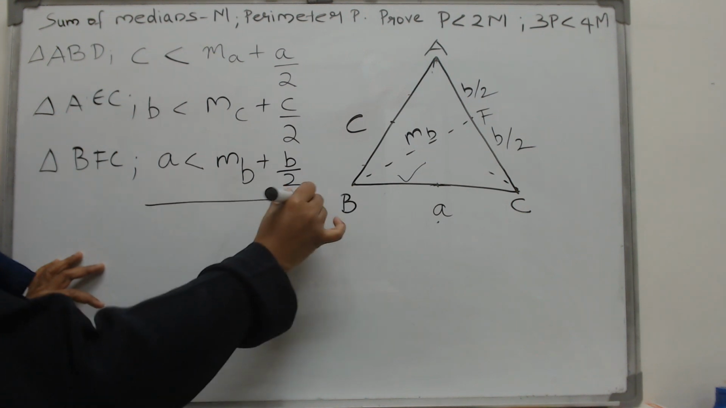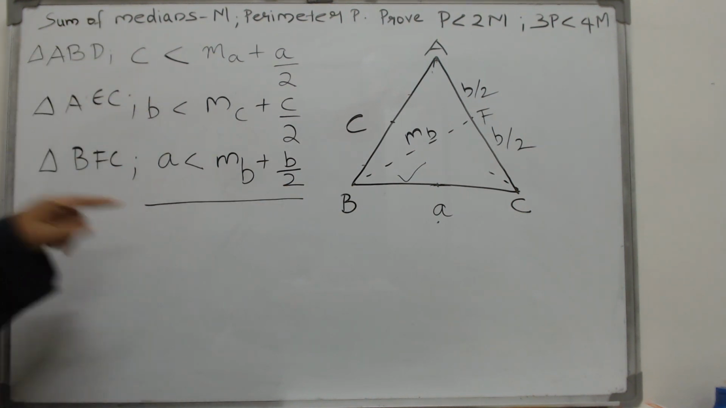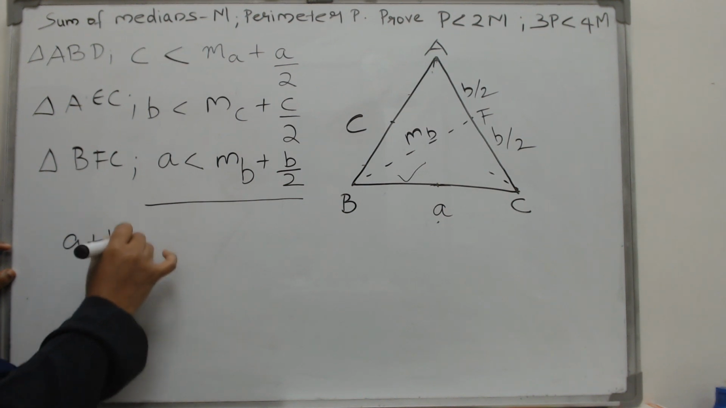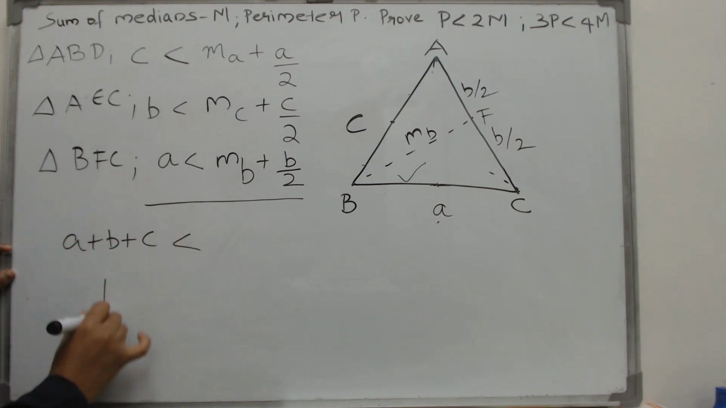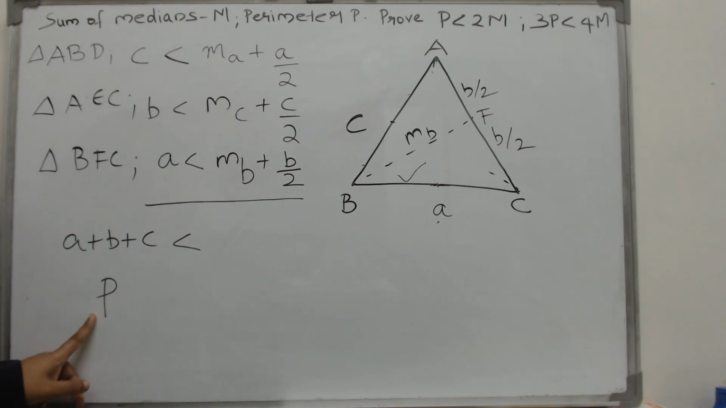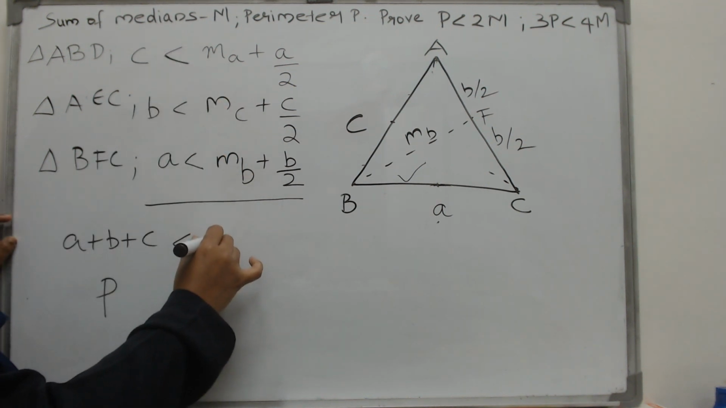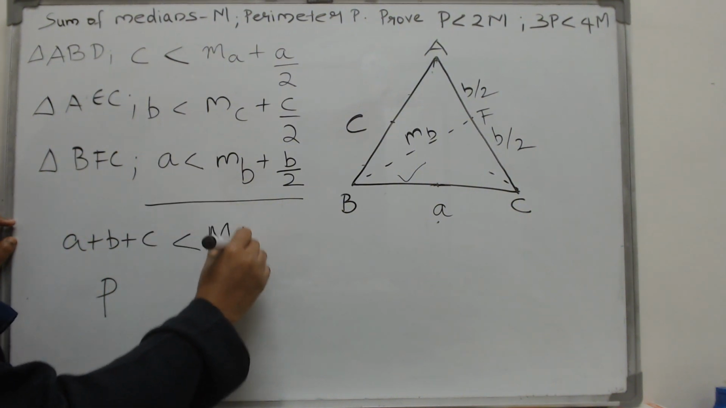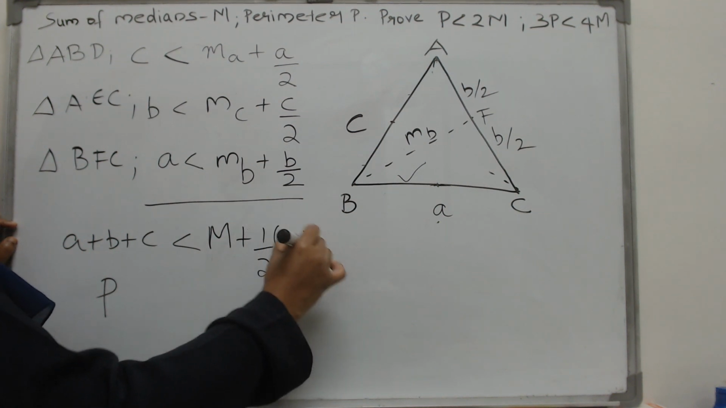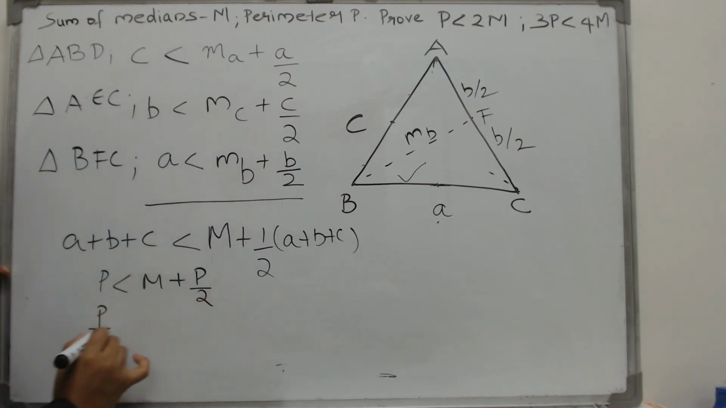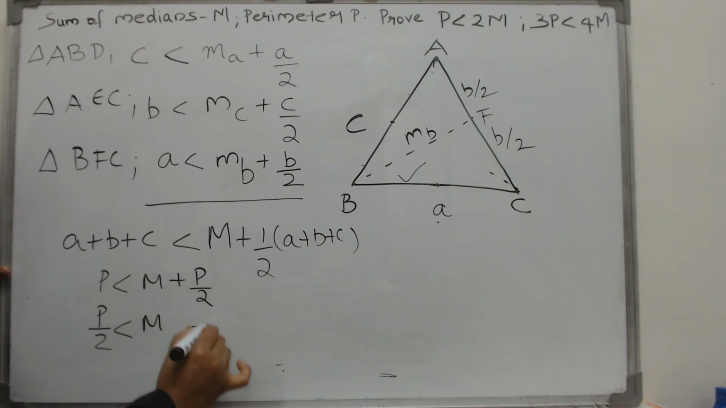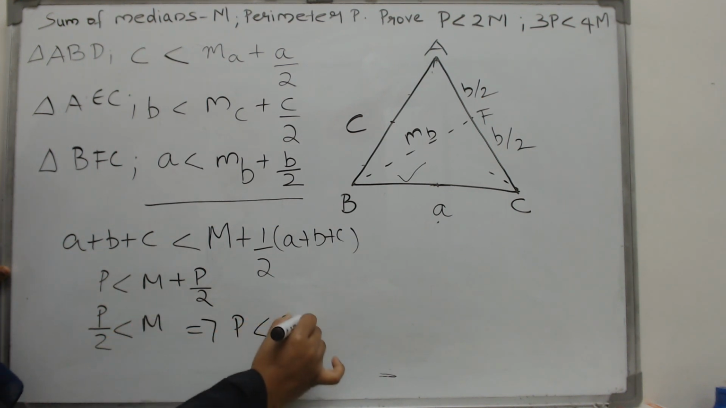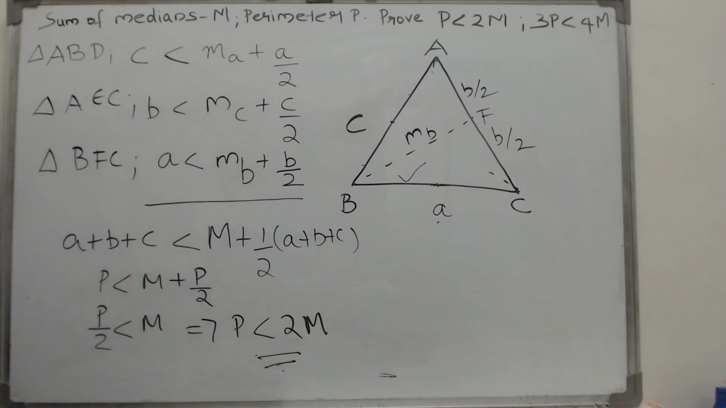Now what do we do? Just add all the three of these equations. Then what do you get in the LHS? What you get is the whole of the perimeter. Let me denote it by P. And what do you have here? You have the sum of all the three medians, and we have denoted it by M. And here you have what? So we have proved that our perimeter is less than 2 times the sum of the medians. That is the result that we wanted to prove.